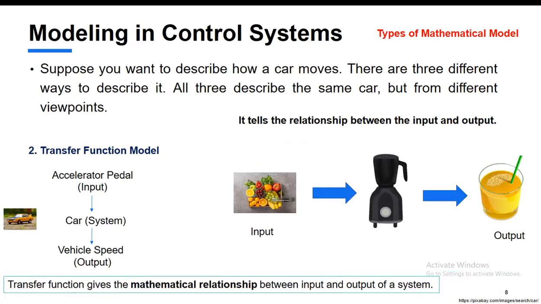Let's see the transfer function model. It gives the relationship between input and output. You are having fruits. You are giving that input to the system, the mixture, and you will be getting a juice. You are not worrying about what is happening in this system. That's why the transfer function model will give a mathematical relationship between input and output.